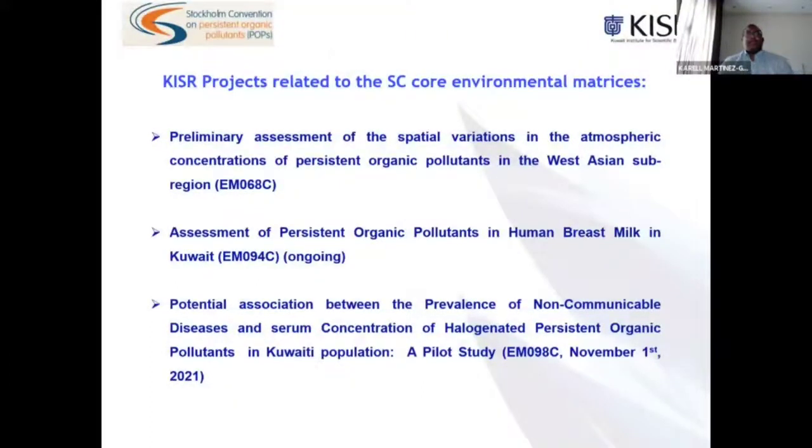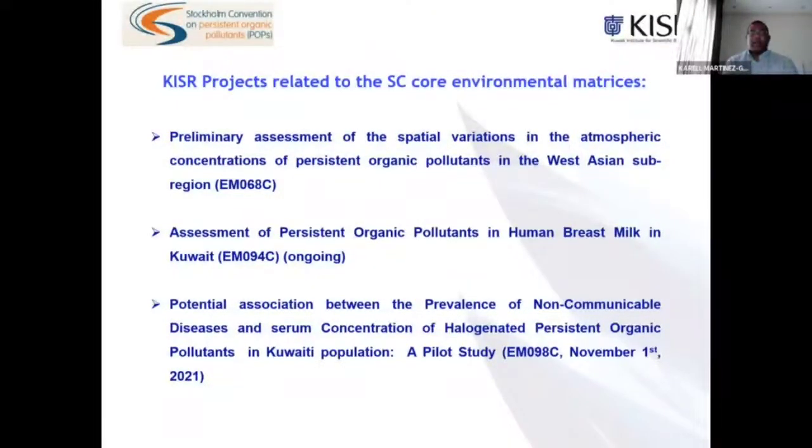So in this regard, KISR has worked on different projects. Mainly, we developed project EM066C led by Dr. Bondi, where we carried out a regional project in which we sent passive samplers to different countries to know the levels of some POPs in atmospheric samples. In addition, we have an ongoing project led by Dr. Bondi and Dr. Hassan regarding the assessment of POPs in human breast milk. This is project EM094C.